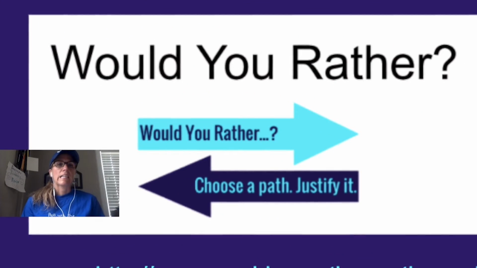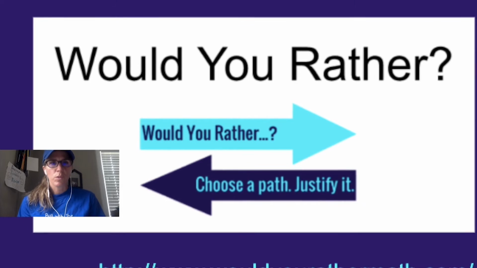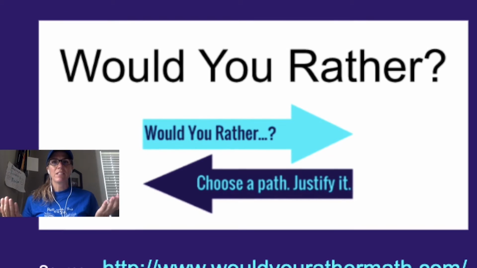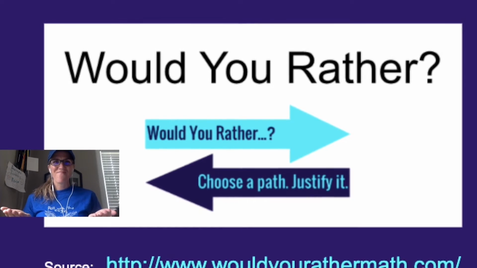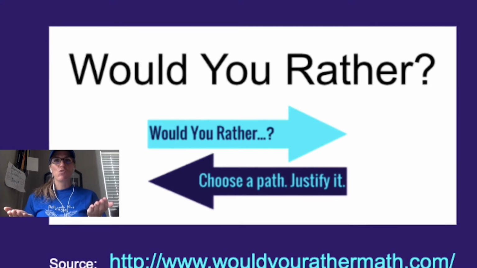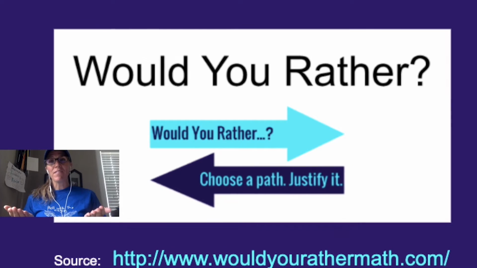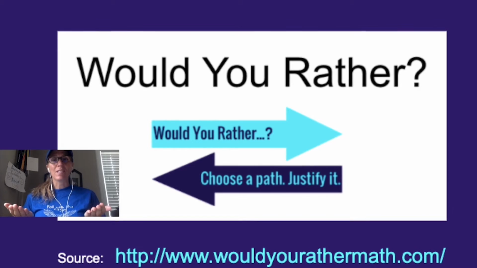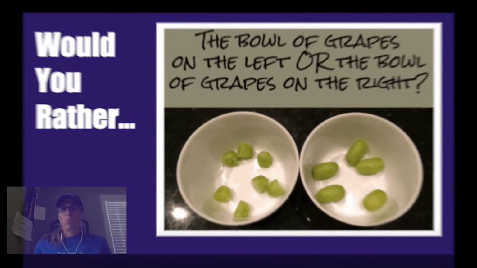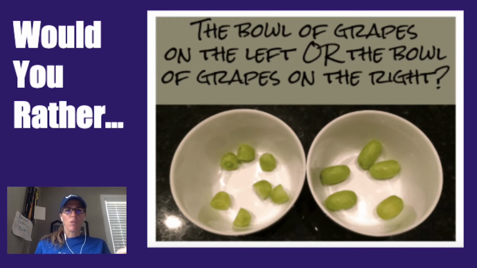It's called Would You Rather. In this number sense routine, Would You Rather, you're going to be presented with two situations, and you're going to get to choose which one you would rather have, and be sure to always explain your thinking why. Would you rather have the bowl of grapes on the left or the bowl of grapes on the right? What makes you say that?